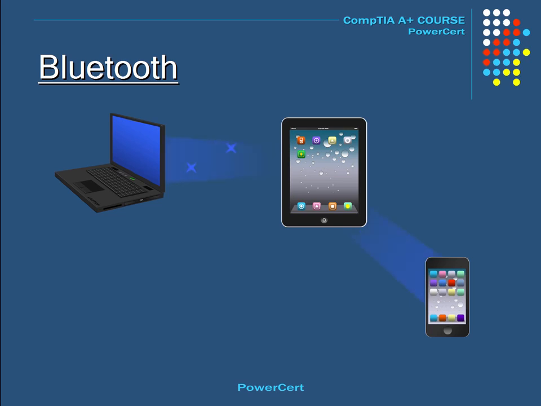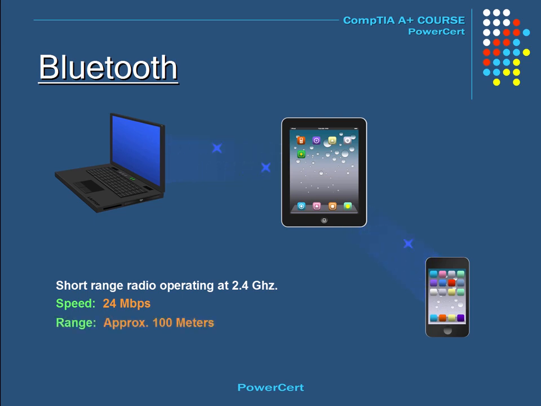Bluetooth is a short-range radio that provides a way to connect and exchange information between devices, such as laptops, cell phones, and tablets. It operates at 2.4 GHz and is capable of transmitting both voice and data. The latest standard in Bluetooth has a transfer speed of 24 megabits per second and has a maximum range of approximately 100 meters.